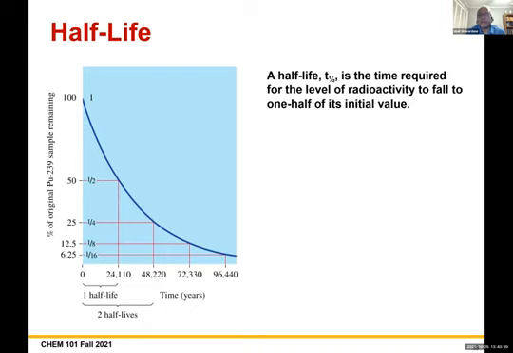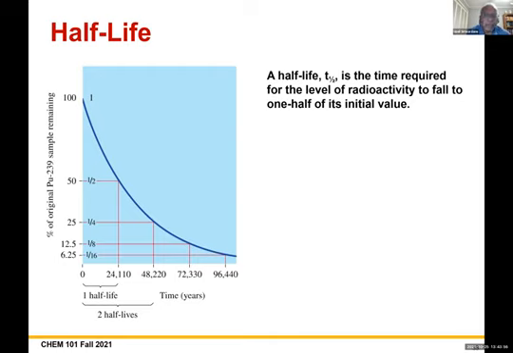The effect of radioactive material depends on how long it is going to be around before it decays. How long it lasts is measured by half-life. Half-life is the time required for a certain radioactivity level to fall to 1/2 of its initial value. It could be the number of grams of radioactive material or the activity of the radioactive material.